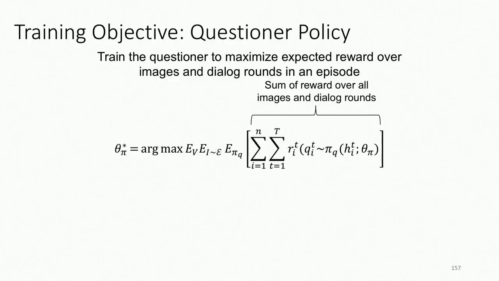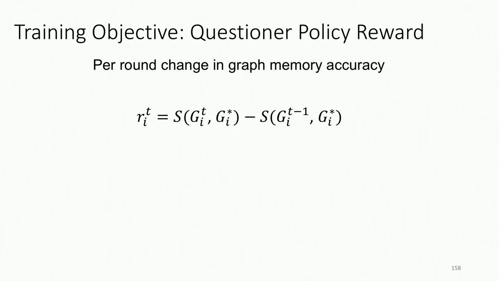But going back to your previous example, it's ideal to have a sort of global policy about which object to ask about first, so that you can ask about the next object using this one as a reference. So how do you maximize the so-called long-term or global reward? We found that this reward is very helpful, and we only use this reward in our training.